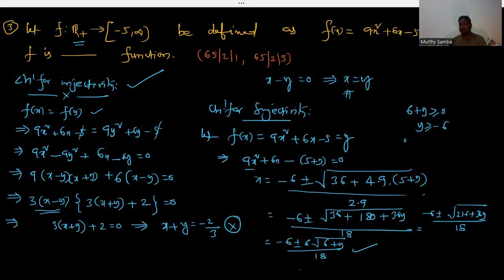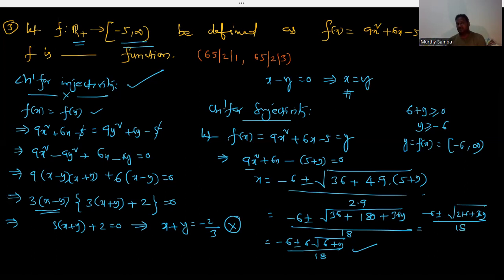Minus 6 and above means what? y, that is f of x, value is always minus 6 and above, up to infinity. So here, what is the range given? Range is minus 5 to infinity, right? So is minus 5 to infinity a part of minus 6 to infinity or not? Yes, of course. So obviously here, this is the range.